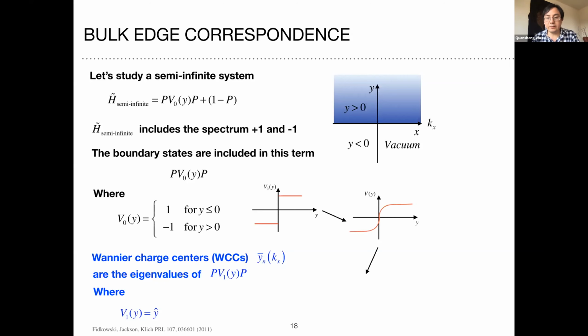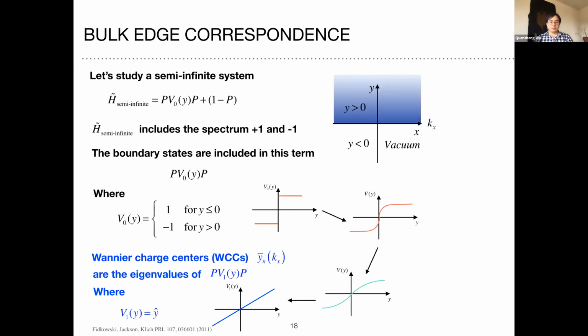Then we evolve it a little bit. Actually, it's not exactly a step function because the potential close to the surface decays exponentially. Actually, it's more like this. And then we can evolve a little bit like this. We can just turn it like this. And then in the end we can evolve to this one.